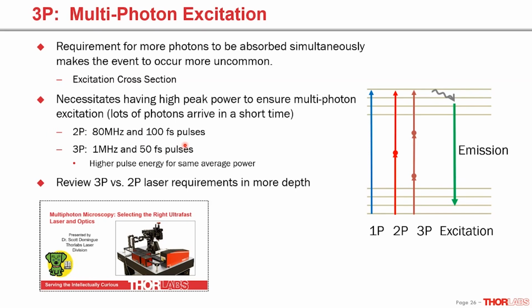The first thing is you can shorten the time in which the photons arrive, so 100 femtoseconds to 50 femtoseconds, and you can have more photons arrive per pulse. But in order to have the same average power, you need to be able to change this rep rate. So a 3-photon laser will have higher pulse energy for the same average power compared to a 2-photon laser.